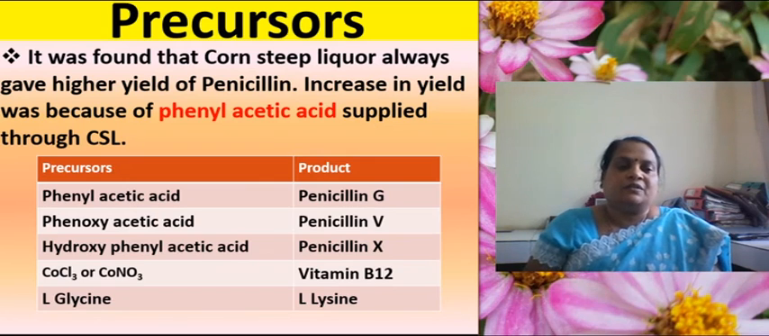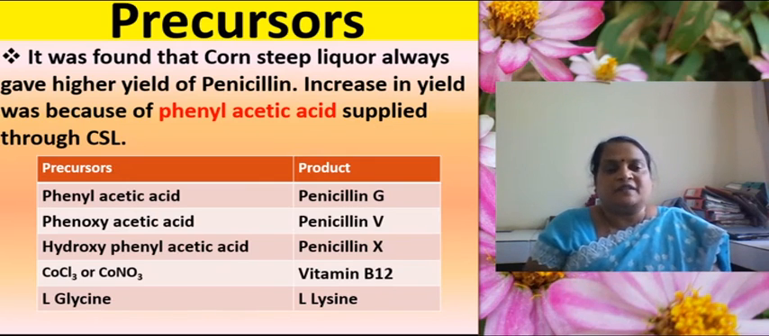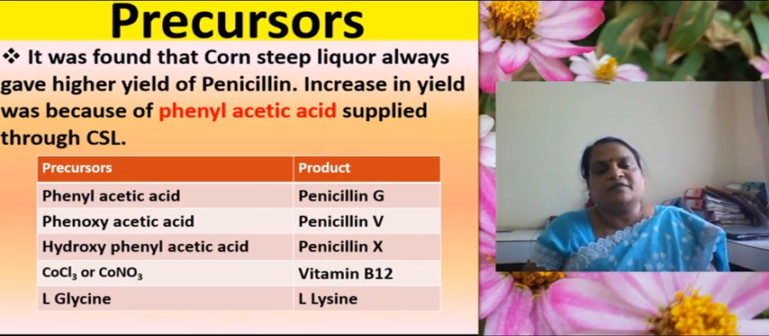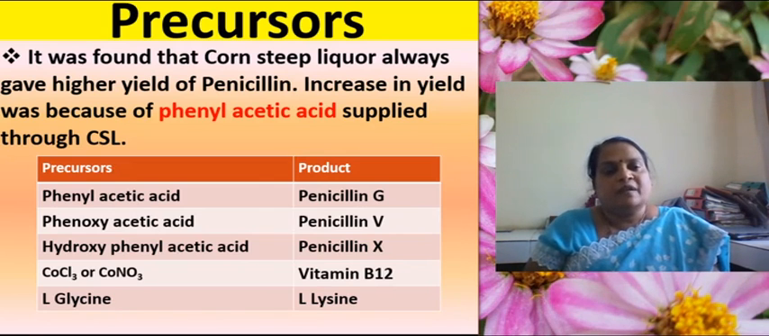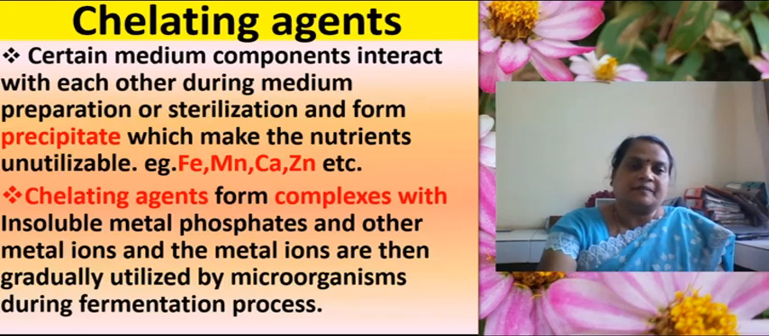As I told you, if you use a different type of precursor for penicillin fermentation, you get a different type of penicillin. For example, phenyl acetic acid gives penicillin G or benzyl penicillin. Phenoxyacetic acid gives penicillin V. Hydroxyphenyl acetic acid gives penicillin X. This is for example purposes. For vitamin B12 fermentation, we use cobalt chloride or cobalt nitrate as a precursor. For L-lysine fermentation, L-glycine can be used as a precursor.